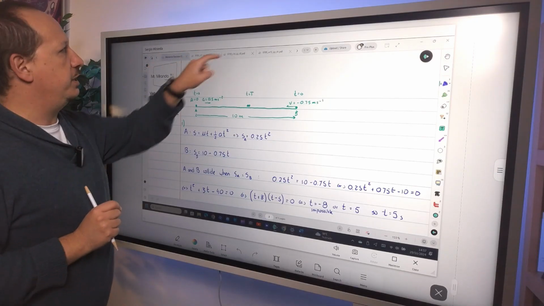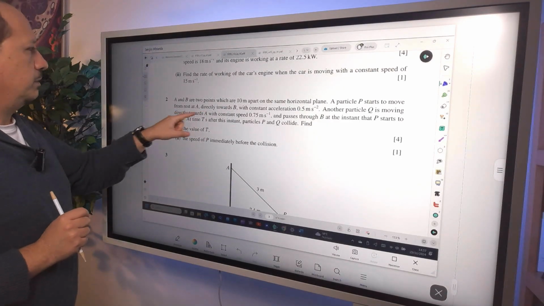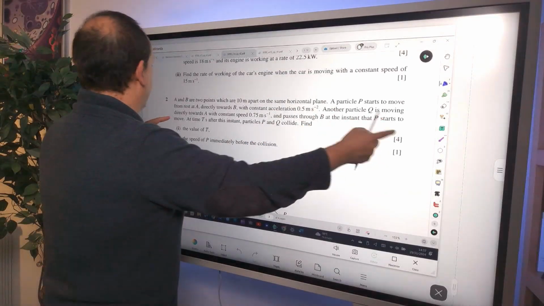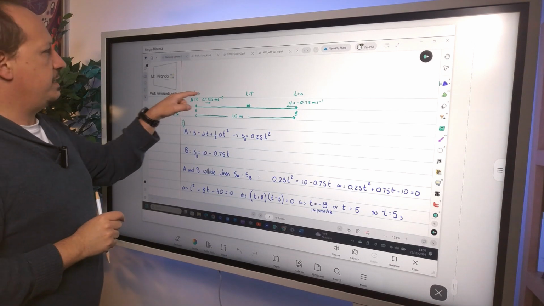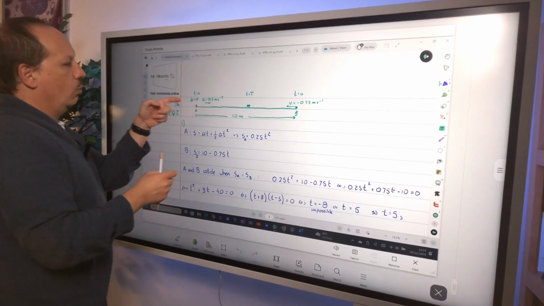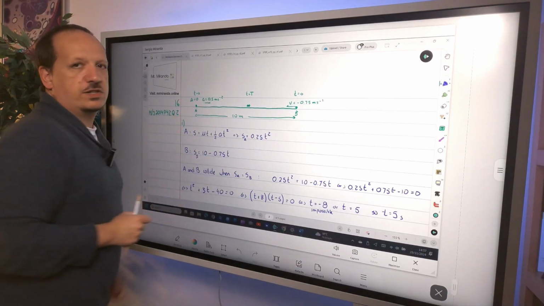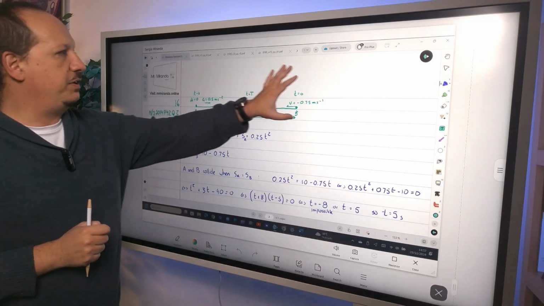It says over here, is moving and it passes through B at the instant that B starts to move. All right, how did I represent this? I put here this t equals 0 over here. When this starts to move, this particle is at B, which is 10 meters apart. So all the information that you have is here.